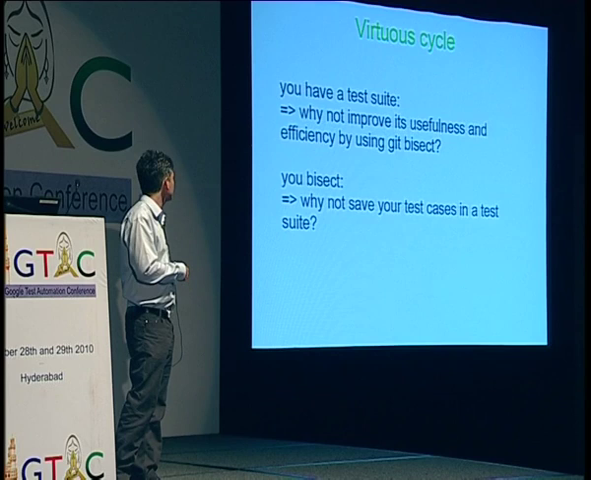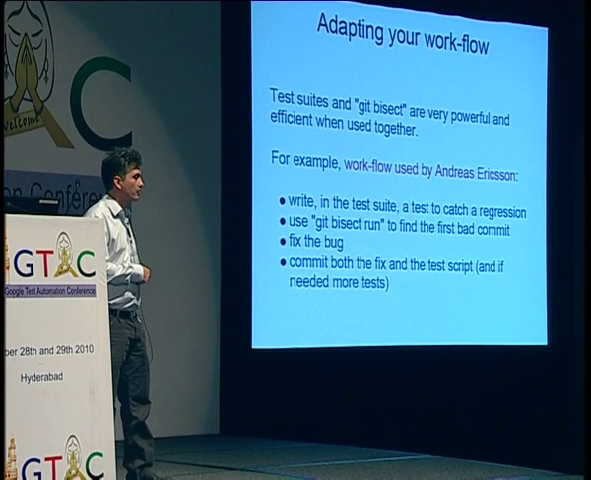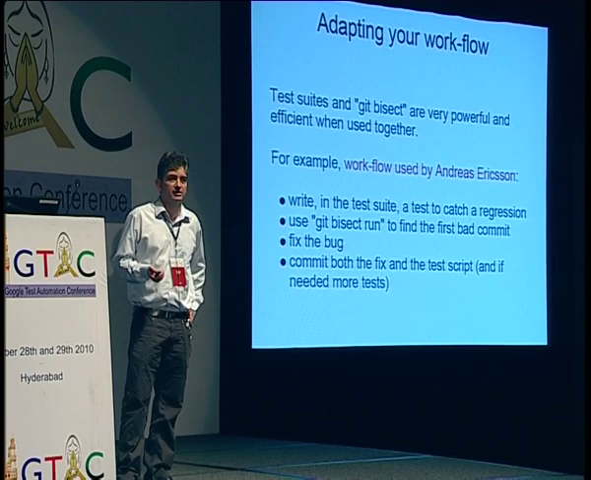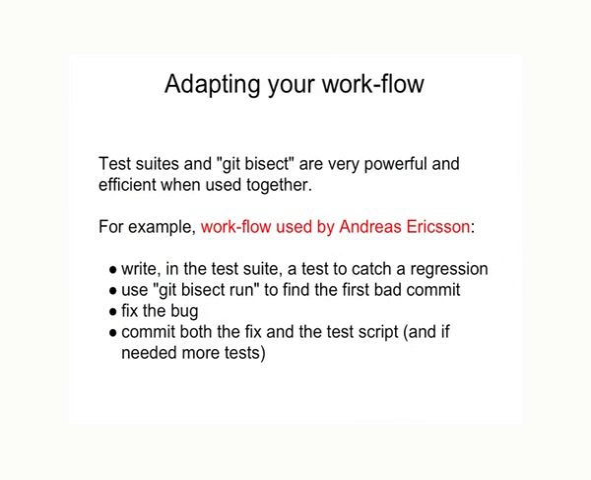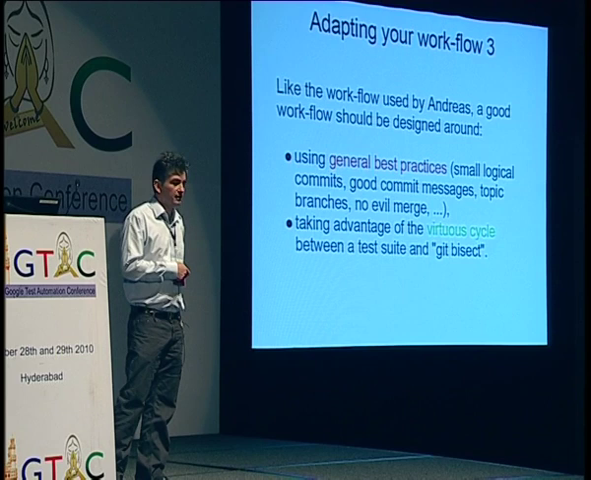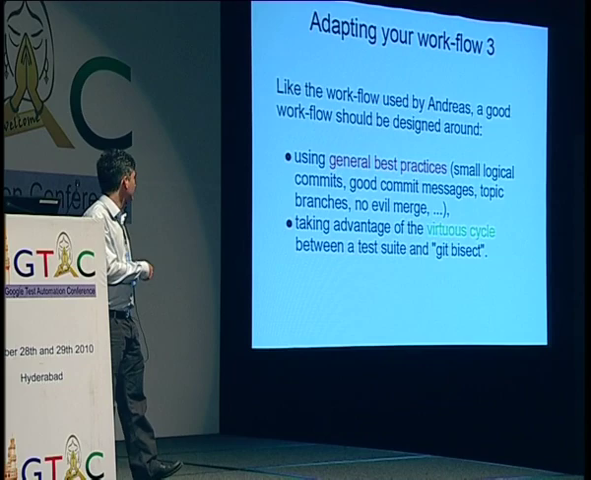But what is more interesting is when you can adapt your workflow. And so you just write a new test in your test suite when you have a new bug, a new regression. You use Git bisect run with this new test case, and you fix the bug and commit both the fix and the test script. Andreas Eriksson reported some really good results by using Git and adopting this workflow. And so what you have to do if you want a good workflow is to use general best practices and take advantage of the virtuous cycle we saw.